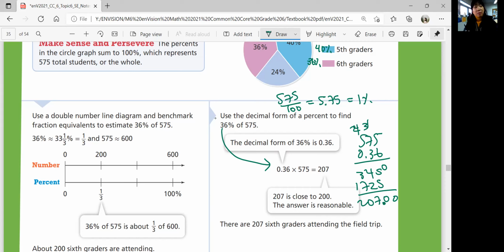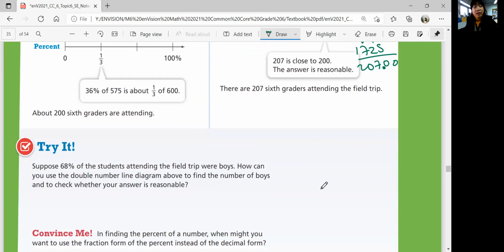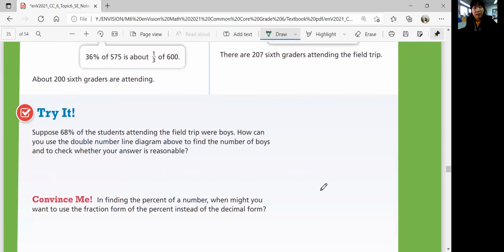And looking at your estimation, it is close to 200. So you can check if your estimation was close, or if your answer is a reasonable answer. So there are 207 sixth graders attending the field trip. Okay, let's look at Try It. See if you can do this by yourself. Come back when you're ready for answers.